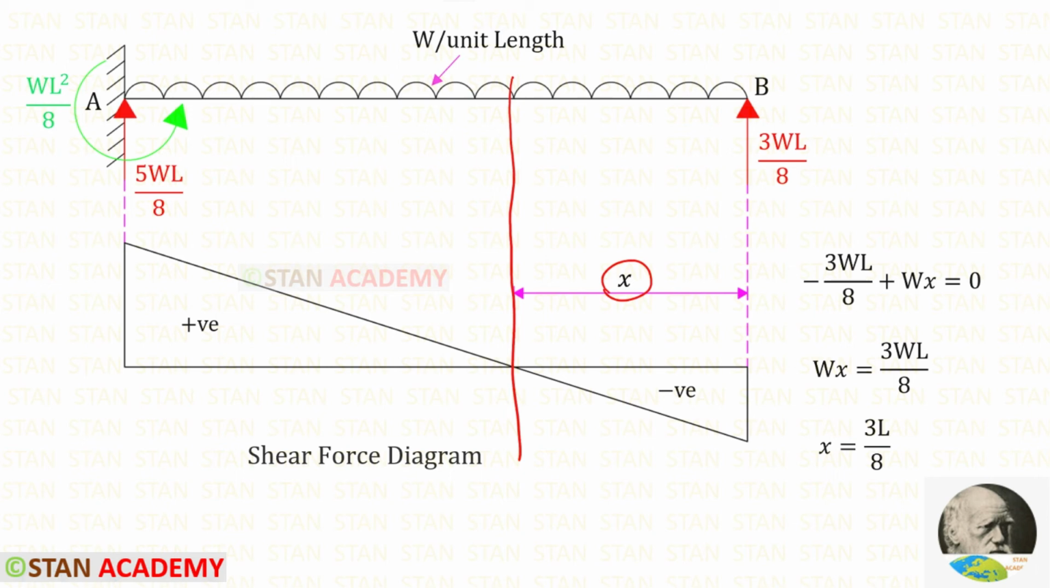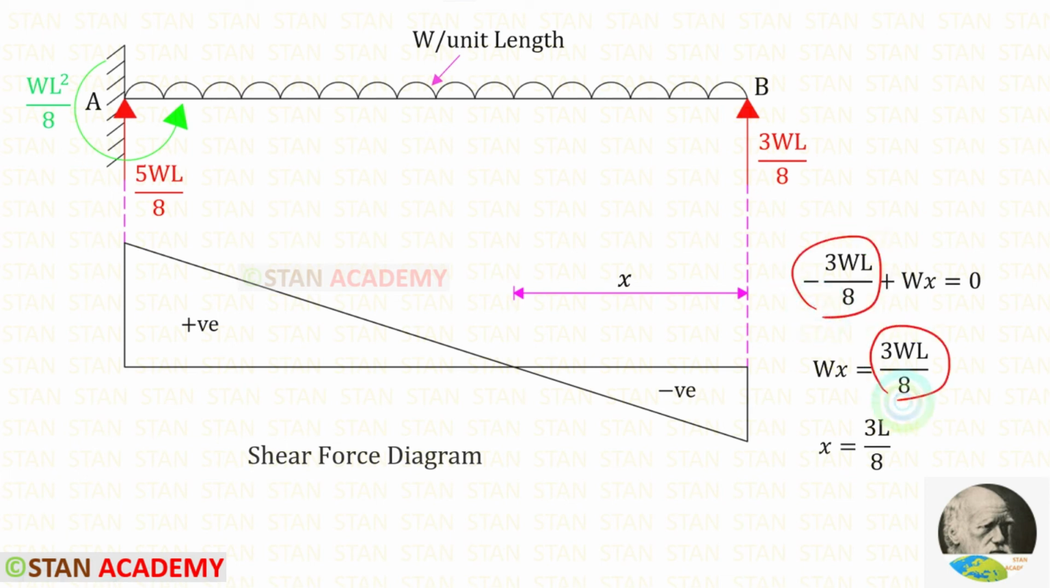Let us use the left hand side rule. Upwards will be negative and downwards will be positive. This load is acting upwards, so it is negative. The UDL is acting downwards, so it will be positive. When the UDL comes, we have to multiply with the distance. The distance is x, so W into x. We can take this term on the other side, so it will come as positive. Then we can eliminate W. Finally, for x, we are getting 3L upon 8.